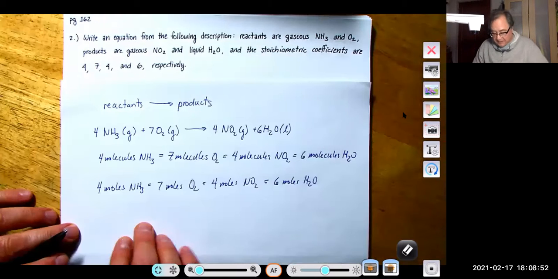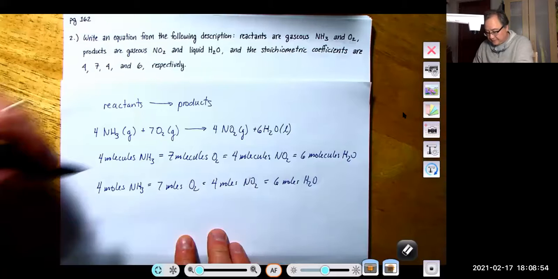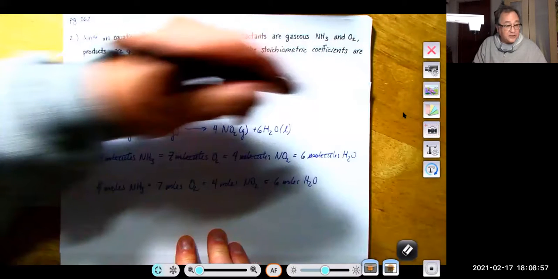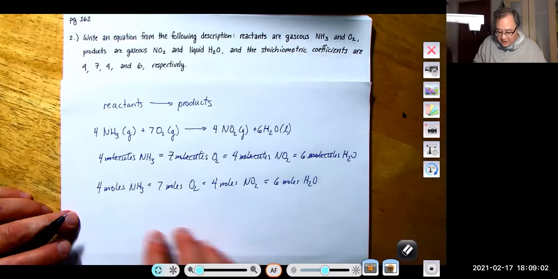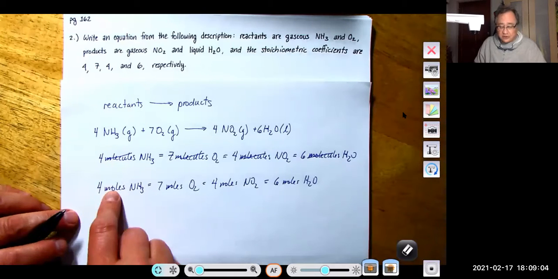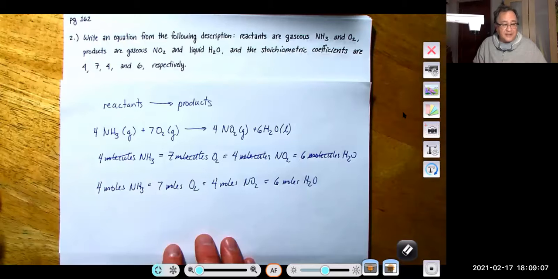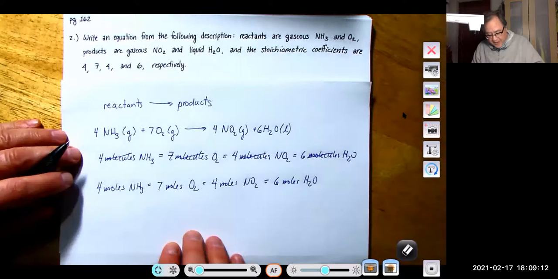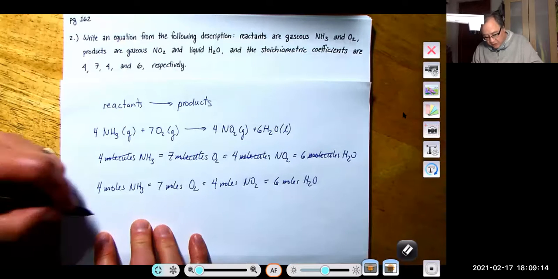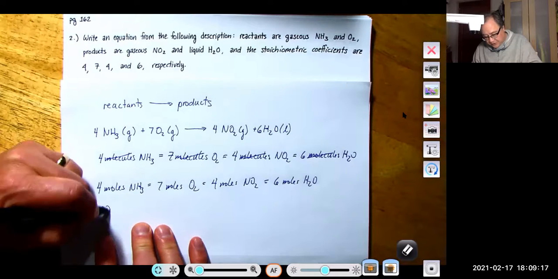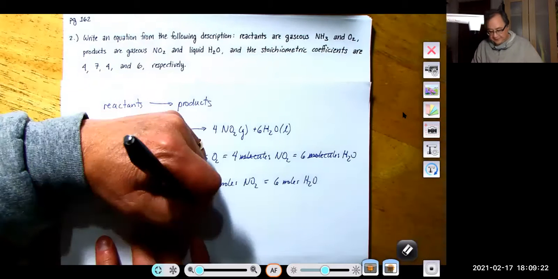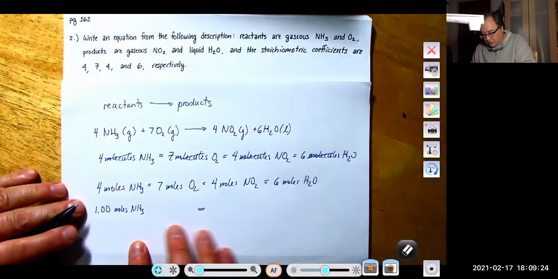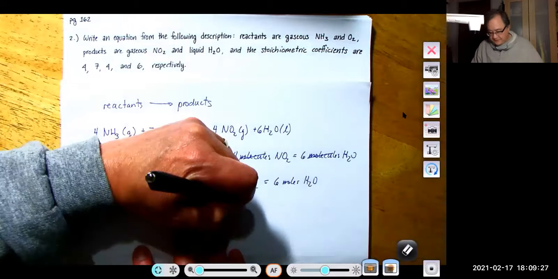Sometimes when you're writing the above, I leave molecules off. So this means you have 4 NH3s. You don't need to say molecules. And the reason I might leave that off is because molecules and moles sound so familiar that we might conflate them. And we don't want to do that. So if we ask the question, if we start off with 1.00 moles of NH3, and the question is, how many moles of H2O do we make?